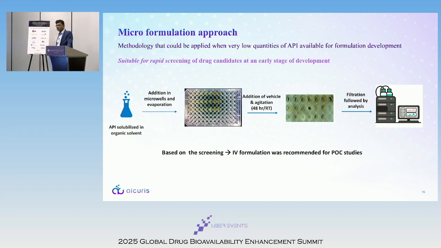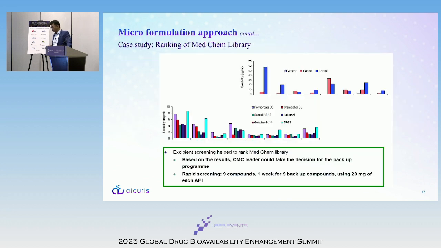So basically we tried to use a 96 well plate to prepare the drug solutions. Solvent was evaporated, so we have microgram quantities dispersed into each well. Then the vehicle was added. We subjected it to agitation for 48 hours at room temperature, followed by filtration or centrifugation, and we were able to get the solubility data. And that was a typical graph we had, and it was possible to screen like 20 to 40 compounds in a series. We hardly needed 20 milligrams of compound for the screening. And based on this data, at least we were able to investigate the druggability aspects.